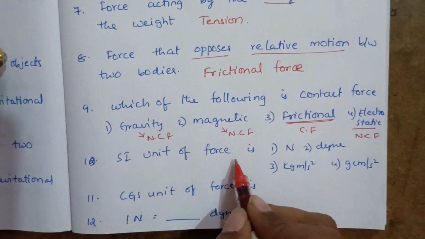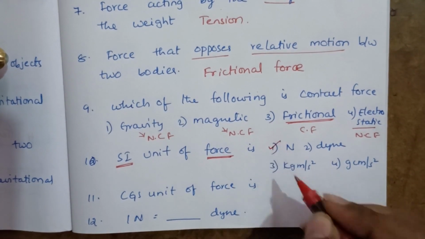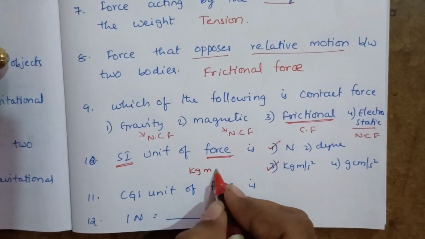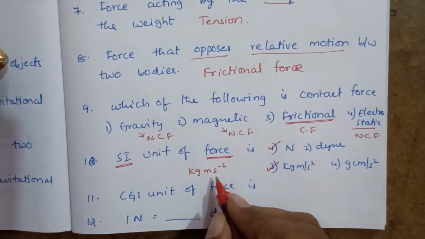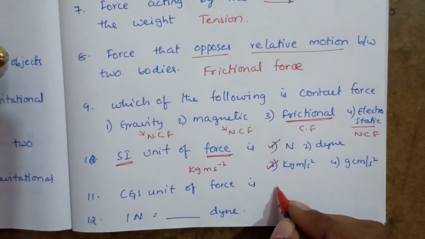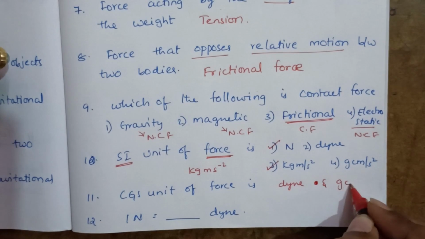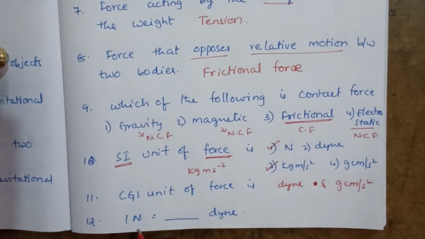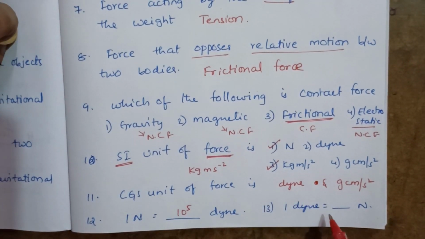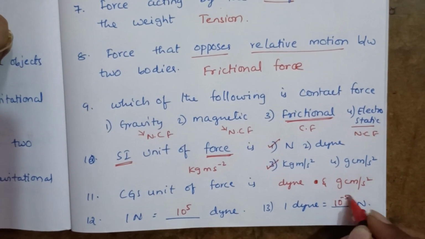Next, the SI unit of force is Newton, which is kg meter per second square. We can also write it with the square as an inverse square. The CGS unit of force is dyne, which is gram centimeter per second square. 1 Newton equals 10 power 5 dynes. 1 dyne equals 10 power minus 5 newtons.